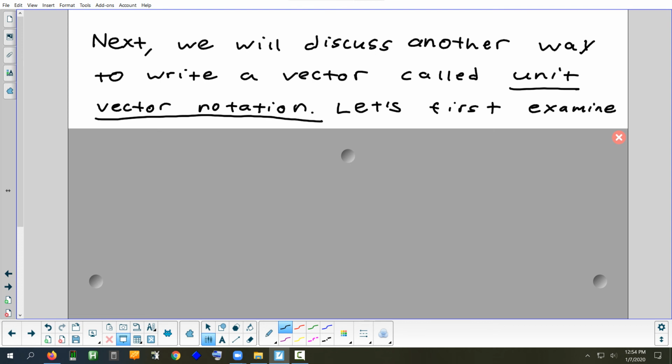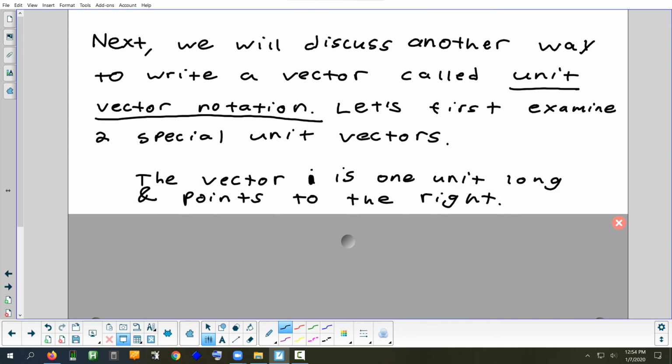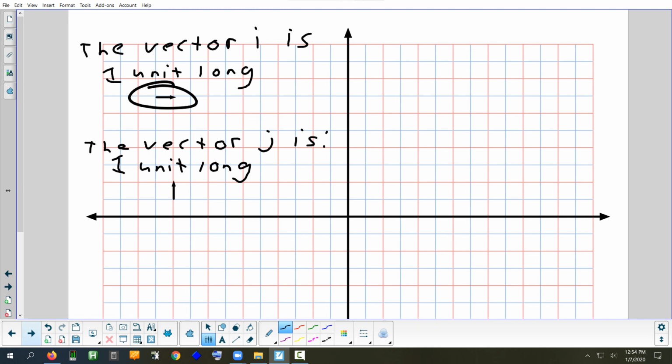So if you have a vector that's a length of 1, then that means it's a unit vector. So I'm going to show you guys two special unit vectors. First vector is called i. So i is a special name that we use for a vector. You can't use i for anything else. It's like using this Greek letter. You can't use that Greek letter for anything you want in math. It already means 3.14. You can't change that. Same with i. i means something special. What i means is it's a unit vector that points to the right. So it's a vector that's 1 unit long and it points to the right. There's a picture of i right there. It's 1 unit long and it points to the right. That's all. That's i.